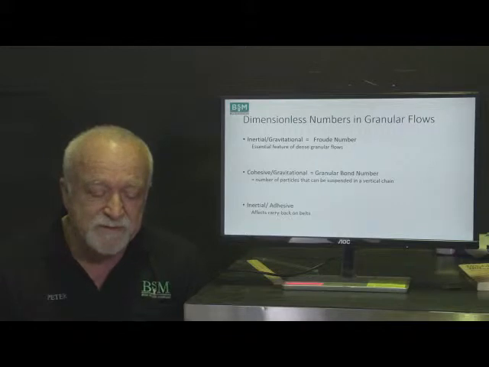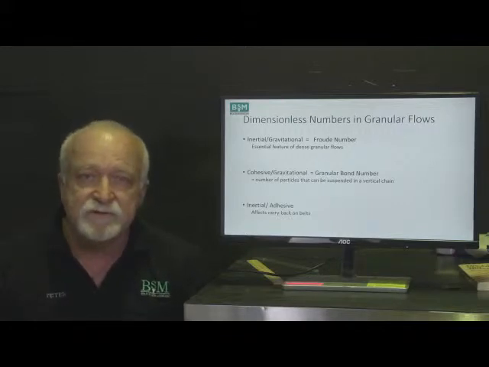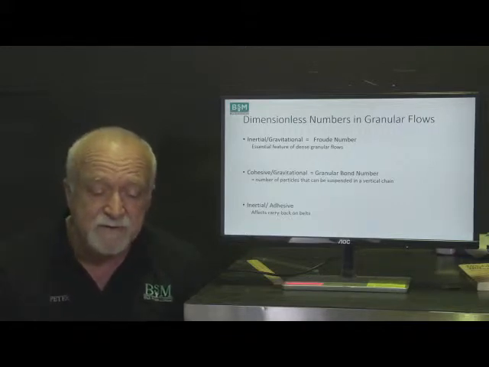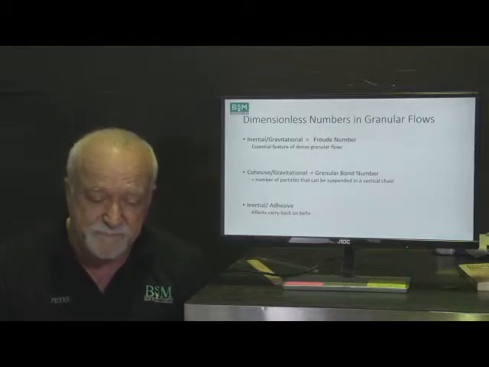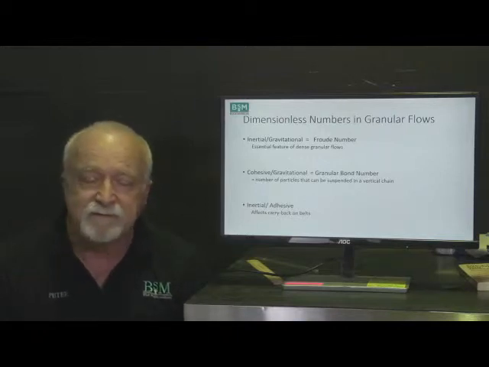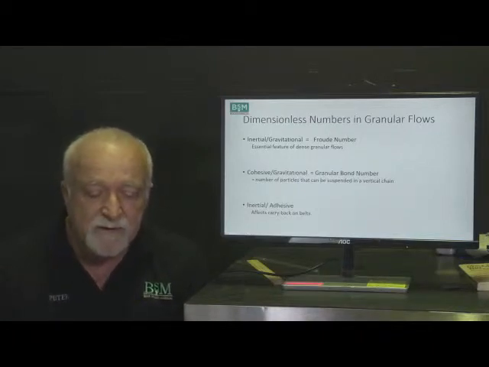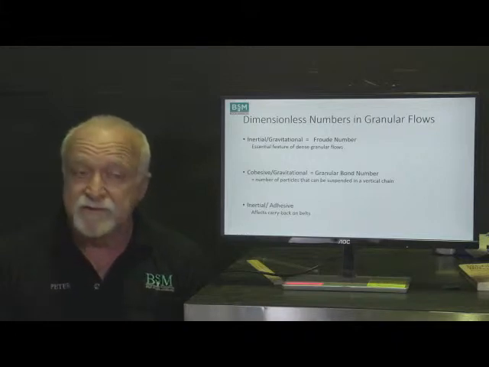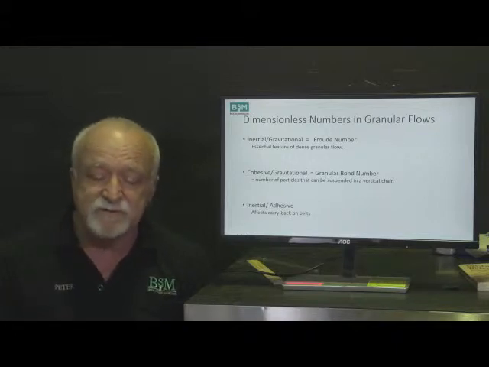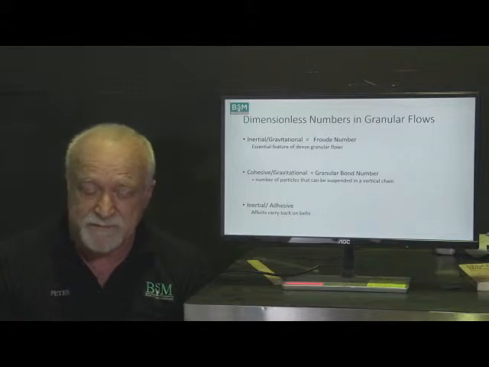So using those forces we can define some dimensionless numbers. And the first and primary one is the ratio of the inertial to gravitational forces, and that's known as the Froude number. And you find that in all sorts of granular flows. The Froude number pops up all the time. Notice that that's just inertial and gravitational forces. We're not dealing with cohesive forces in that case.